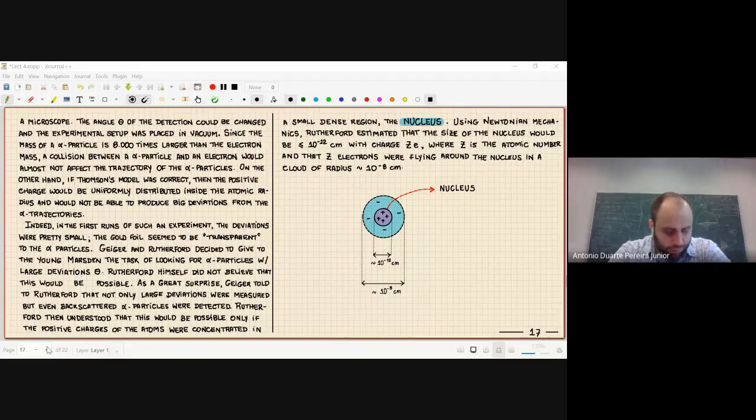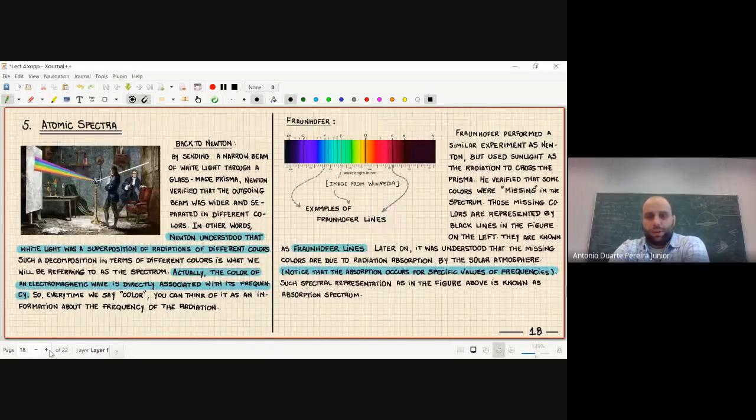Okay, now I want to move to another very important concept, and I want to do that in such a way that when we move to the discussion of the Bohr description of the atom, we have a complete picture. Okay, so we are going to move to a very important discussion, which is what is called the atomic spectra.